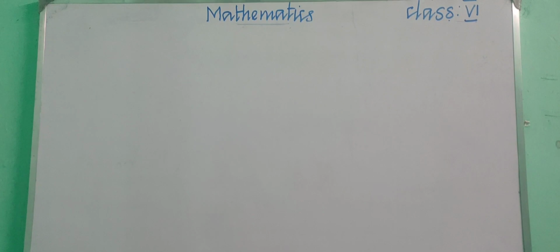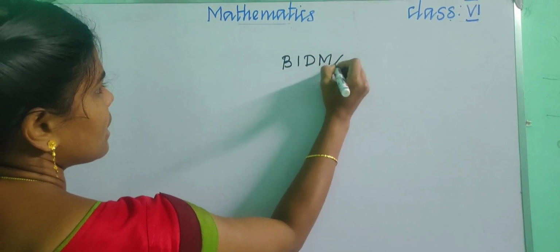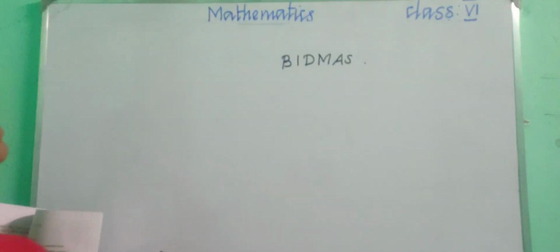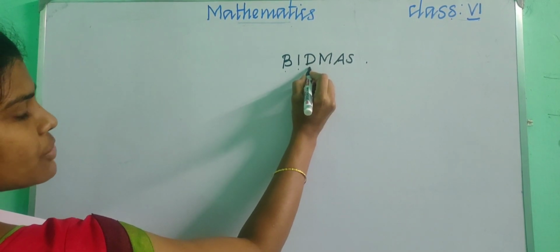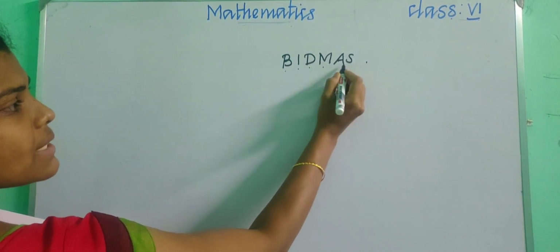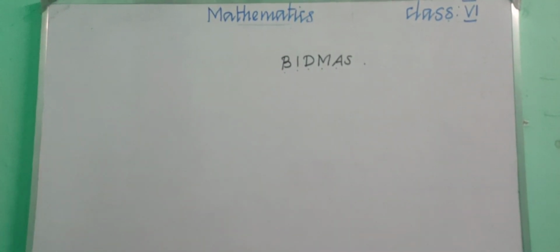So can we recall what we have learnt in the previous class? We have learnt about order of operations, right? So what is the rule for order of operations? It is BIDMAS, okay? B for brackets, I for indices, D for division, M for multiplication, A for addition, and S for subtraction. So this is the rule we have learnt in the previous class.